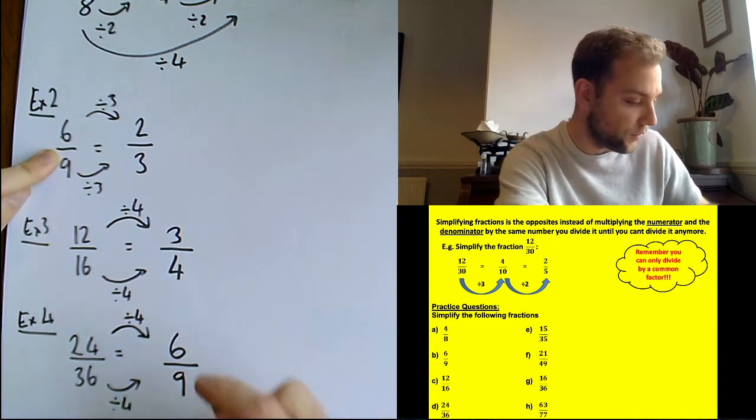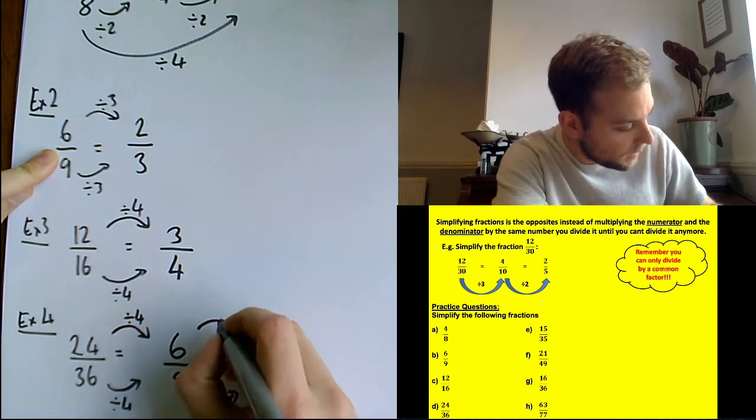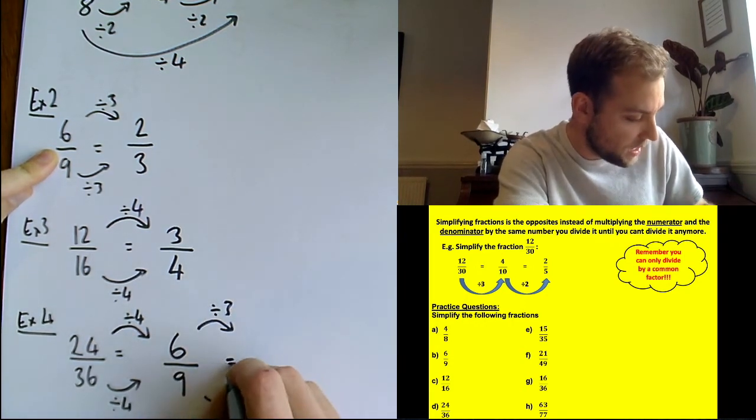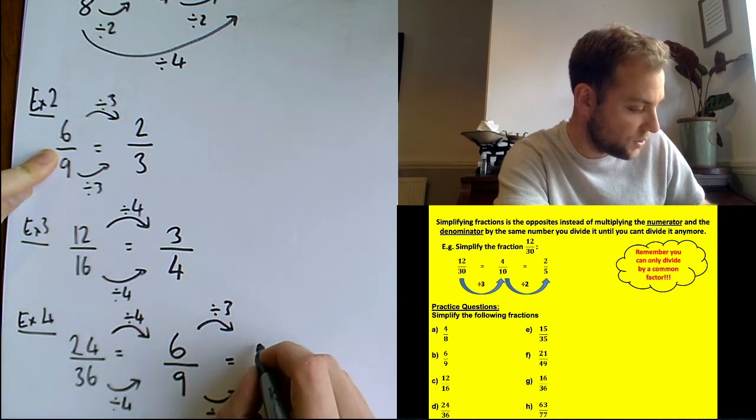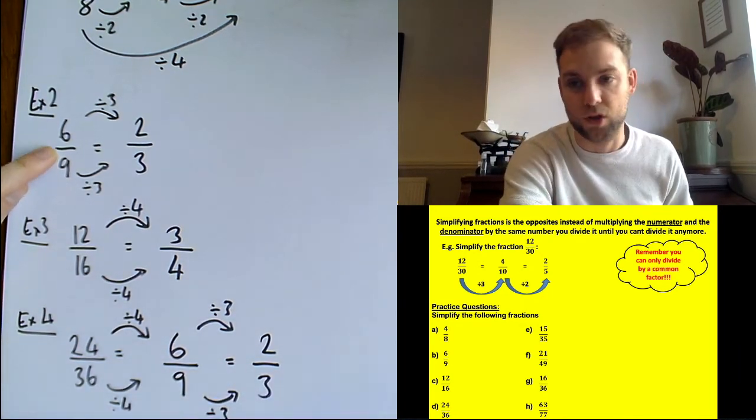Okay, so this can cancel further by dividing by 3. So divide by 3, which is going to be equal to, how many times does 3 go into 6? Twice. How many times does 3 go into 9? 3 times, so 3 over 2.